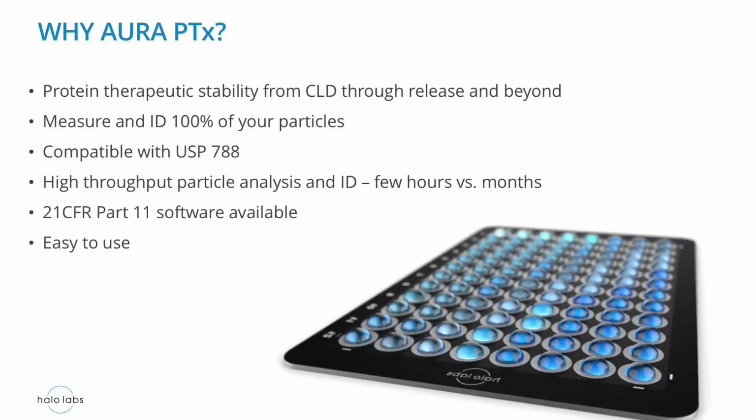So why Aura PTX? Honestly, why not Aura PTX? It's protein stability from cell line development through product release, measuring 100% of your particles and knowing what every single one of those are. It's compatible with USP 788. It's fast. It takes a few hours to measure hundreds of samples as opposed to months. And it comes with 21 CFR compatible software should you choose to take this into manufacturing. And it's a very easy system to use.